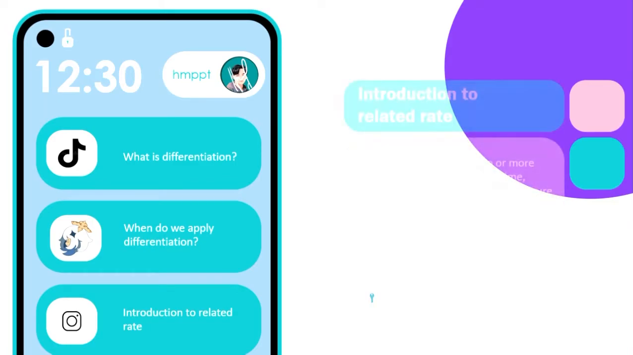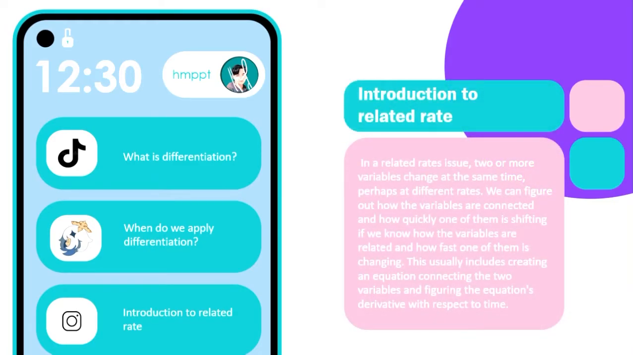And lastly, I will present about the introduction to related rate. In a related rate issue, two or more variables change at the same time, perhaps at different rates. We can figure out how the variables are connected and how quickly one of them is shifting. If we know how the variables are related and how fast one of them is changing, this usually includes creating an equation connecting the two variables, and figuring the equation's derivative with respect to time. That is all for my slide.